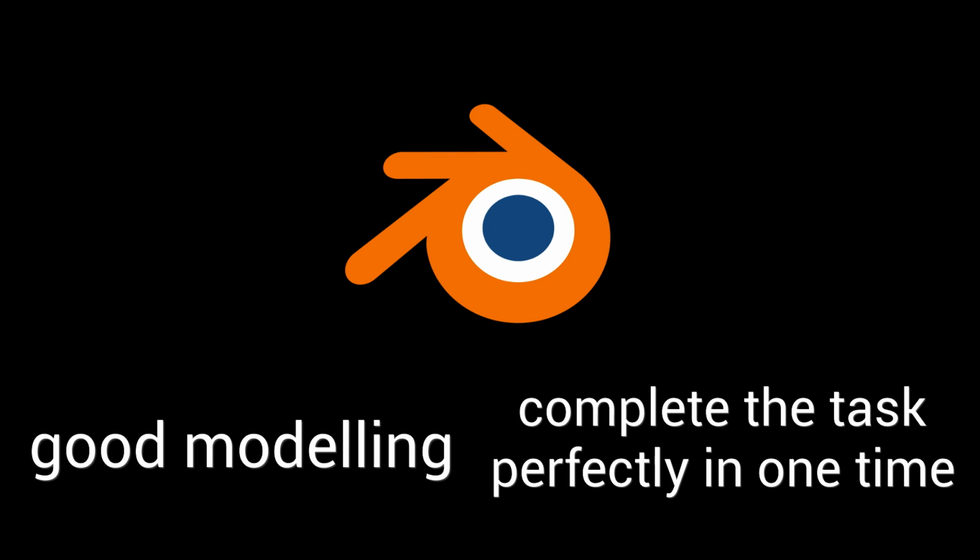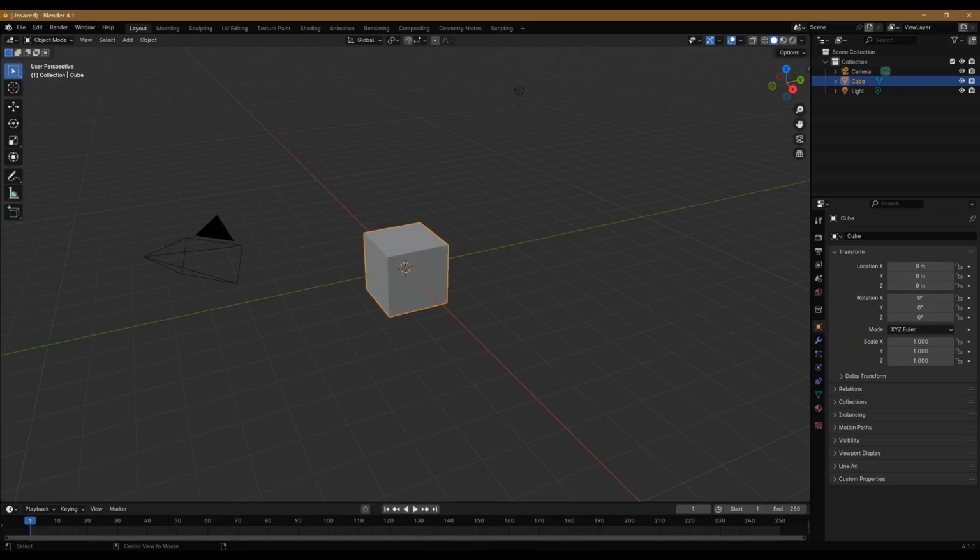As usual, let's see the icon first. Blender's icon is like a hand making an OK gesture, which means Blender wishes you good modeling and can complete the task perfectly in one time to avoid the boss scolding. Click on the icon to enter Blender.